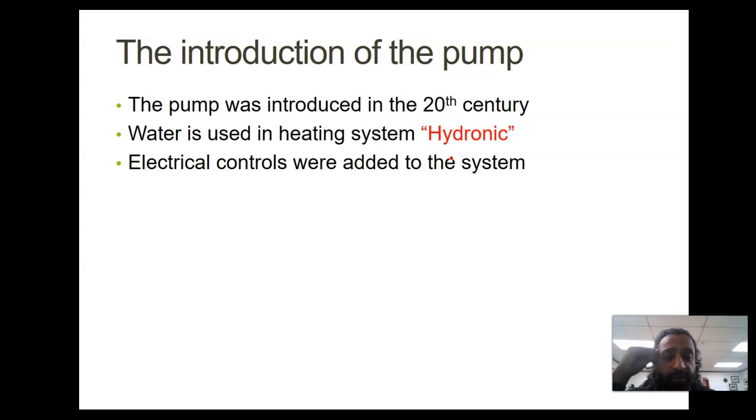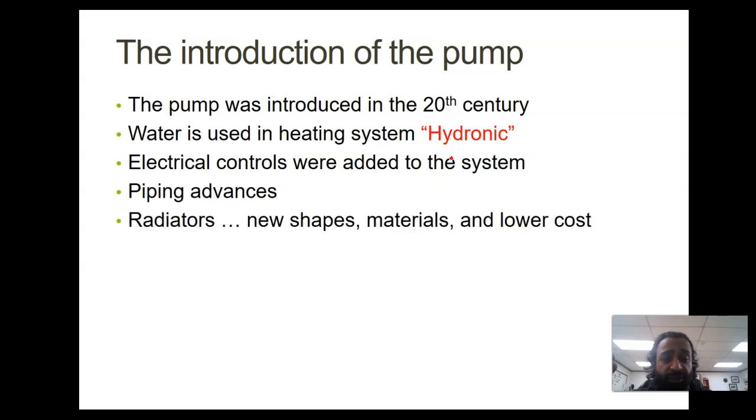Electrical controls were added to the system, which is something you're going to be working on: the aquastat, the high pressure cutoff, the low water cutoff. All these controls were made to make the steam system work more efficiently and make things a little bit easier, with the least human interaction possible. Piping did advance a lot since then. If you look at the old system, you'll see a lot of thick old steel pipes, and now you see thinner pipes and more elaborate piping configurations.